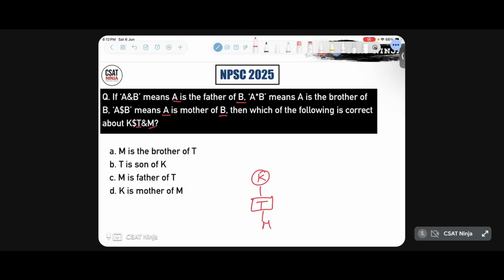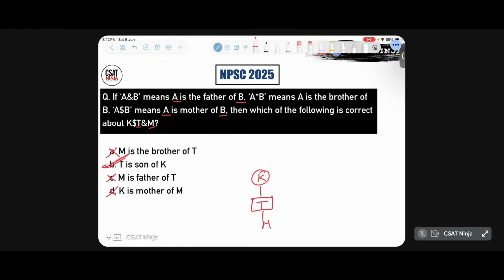What is asked? Which of the following is correct? So let's look. M is the brother of D. This one is wrong. D is a son of K. We are unsure about this. M is the father of D. No, this is wrong. K is the mother of M. K is the mother of N. So definitely this is the answer there.